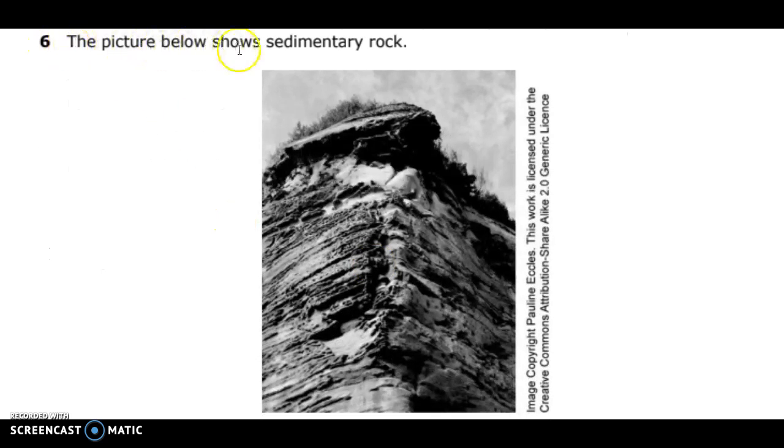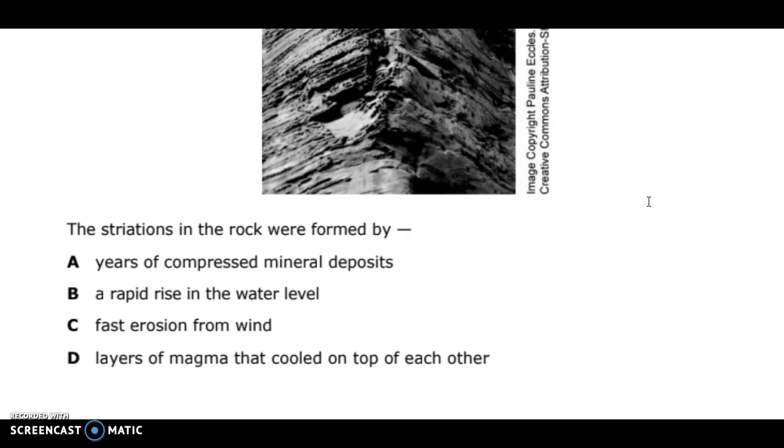Six. The picture below shows sedimentary rock. The striations in the rock were formed by A. Years of compressed mineral deposits. B. A rapid rise in the water level. C. Fast erosion from wind. D. Layers of magma that cooled on top of each other.